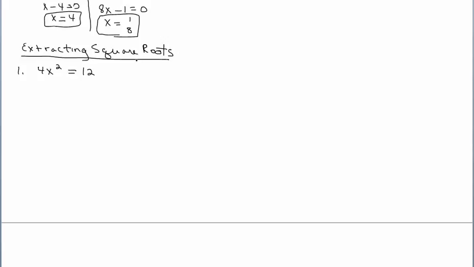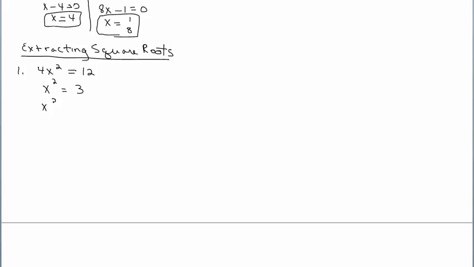So if we don't have the linear term, the x term, we can use this technique of extracting square roots by isolating the x squared term. So I'm not going to be solving for 0. I'm not going to be putting it in the general form. Just because I identify I have no linear term, the way I can do this is I can divide both sides by 4. So the result is x squared equals 3. That's a nice number.